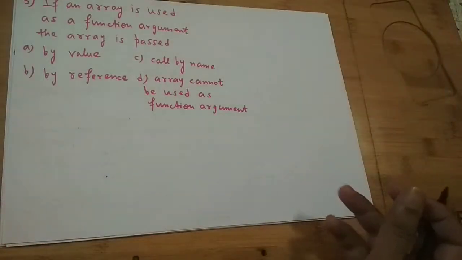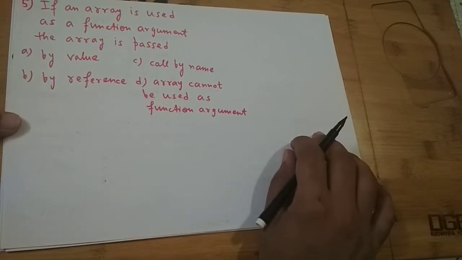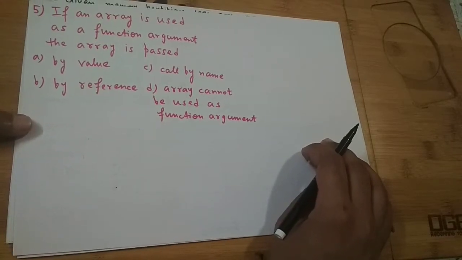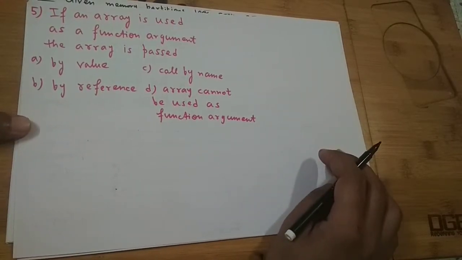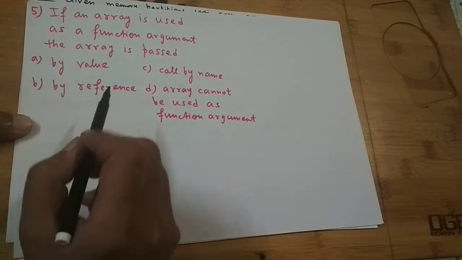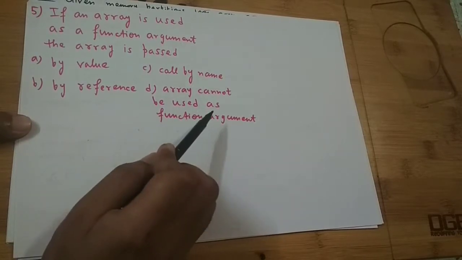Now let's solve another MCQ. Let's solve the fifth one. See, now this is a theoretical question. If an array is used as a function argument, the array is passed by value. Now we have been given 4 options. Option A, by value; B, by reference; C, call by name; and D, array cannot be used as function argument.